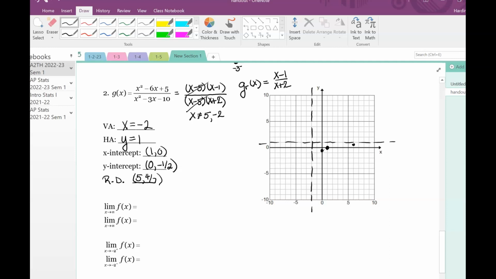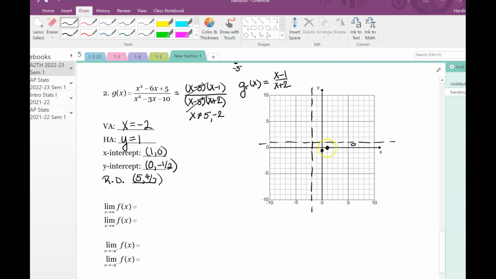And I'm so sorry, I actually put a closed-in circle there for that hole in the graph, and I should not have. This should be an open circle at 5, 4/7. Please take a minute to make that change.